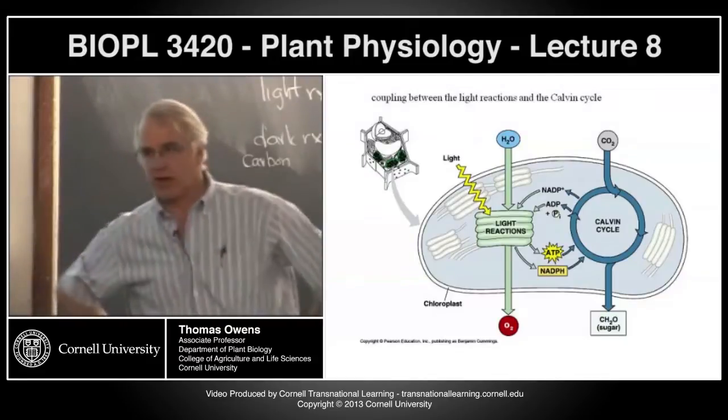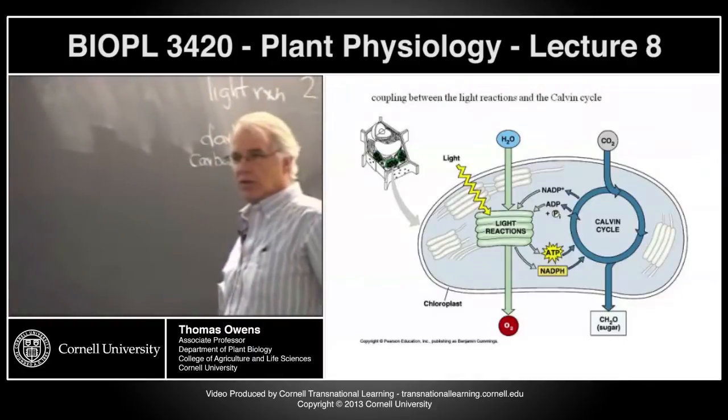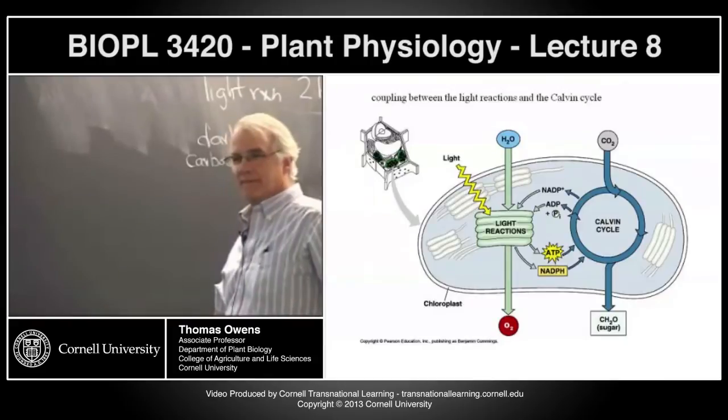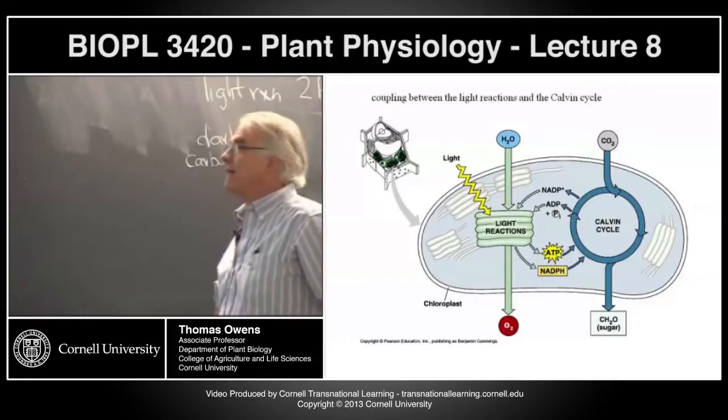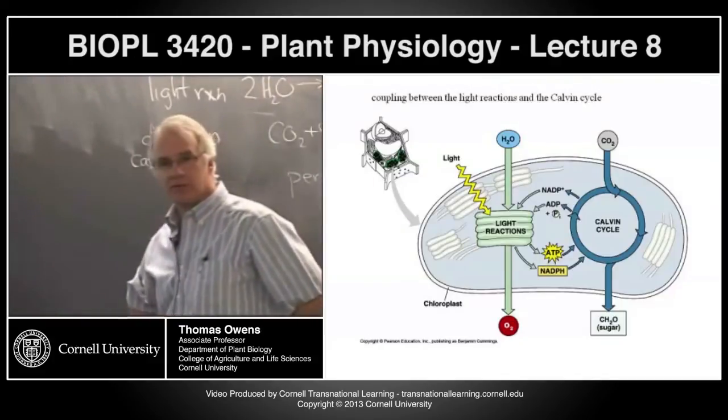Anna, you want to take a crack at it? Well, if the Calvin cycle doesn't have CO2, you won't be able to regenerate the NADP and ADP. Okay, so what will happen to the rate of oxygen evolution? It will be less. Yeah, it will go down.